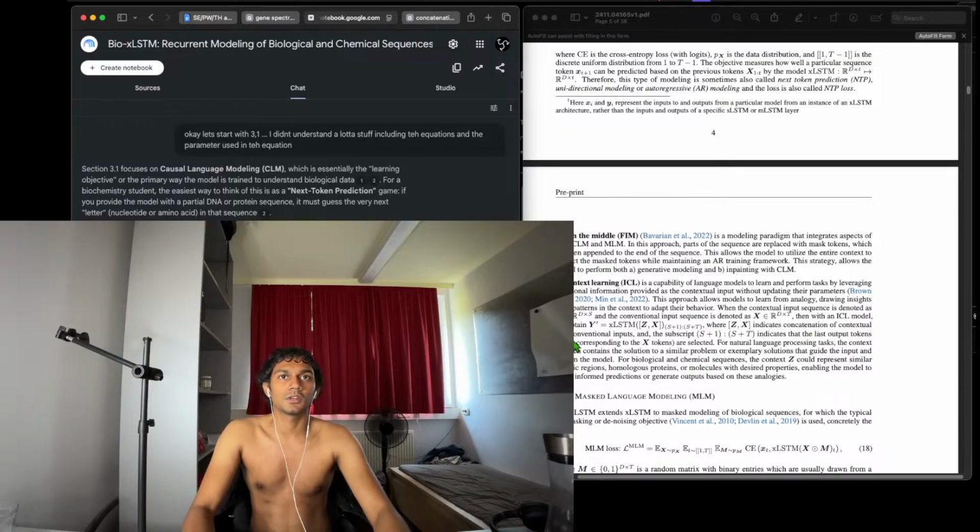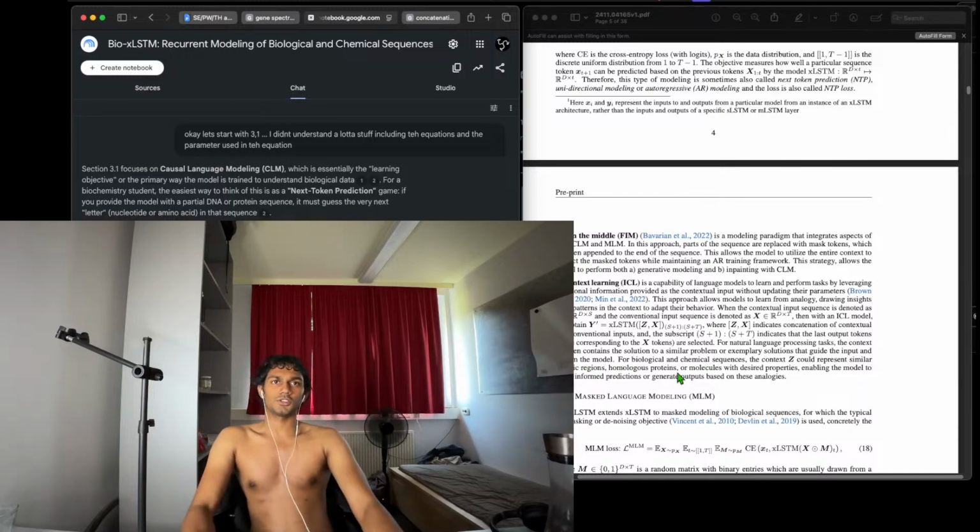Concatenation of contextual and conventional inputs, and the subscript indicates the last output token is selected. For natural language processing tasks, the context Z often contains a solution to a similar problem or an exemplary solution that guides the input and informs the model. For biological and chemical sequences, the context Z could represent similar genetic regions, homologous proteins, or molecules with the desired properties, enabling the model to make informed predictions or generate outputs based on the analogies.